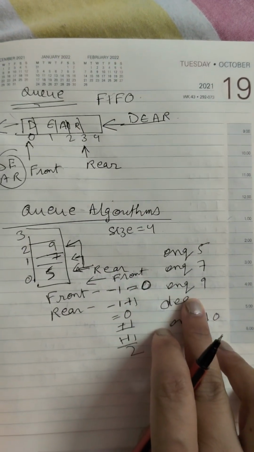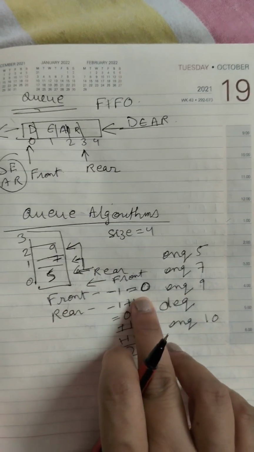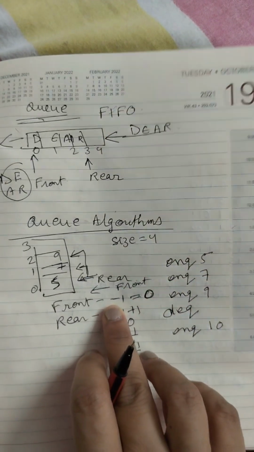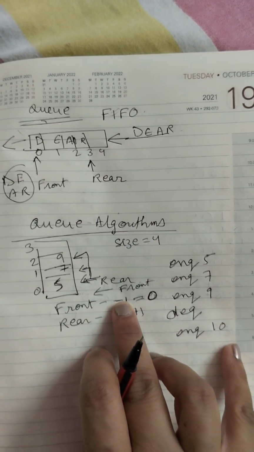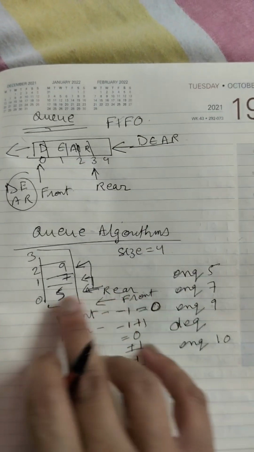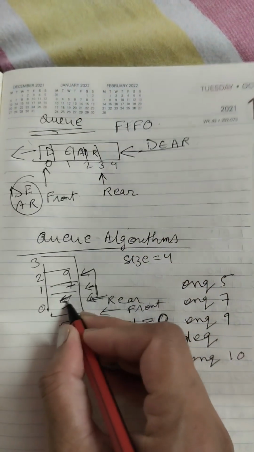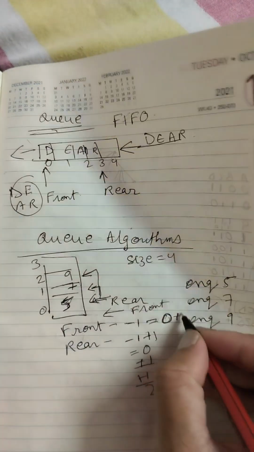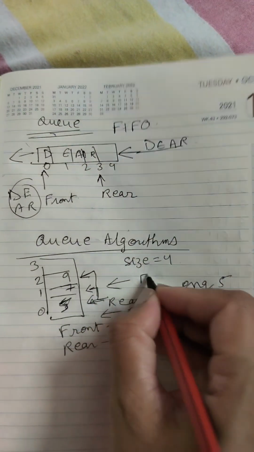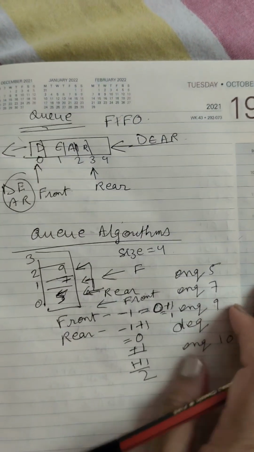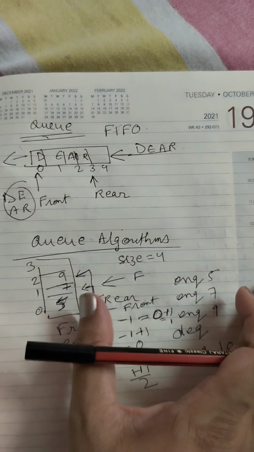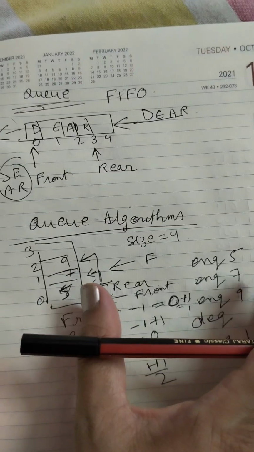Now a dequeue request will come. When dequeue comes, first of all I will check if front is -1. If front is -1, that means there are no elements in the queue, but front is not -1, front is 0. So we will read the value from the queue, and we will increment the front by 1, because now the next element that we can dequeue is 7. Therefore front will be incremented by 1, and rear is pointing towards 9, front is pointing towards 7.